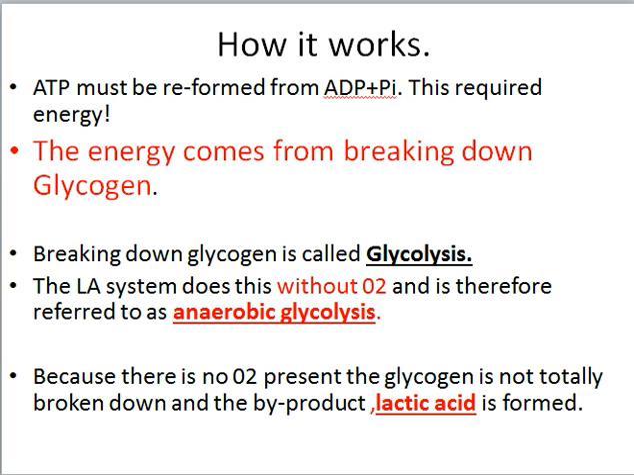You don't need to worry about that right now. You're not going to get asked about that right now. But I put it there just to understand that lactic acid is a byproduct, and depending on the length of the exercise, this energy system can flow right into the aerobic system.